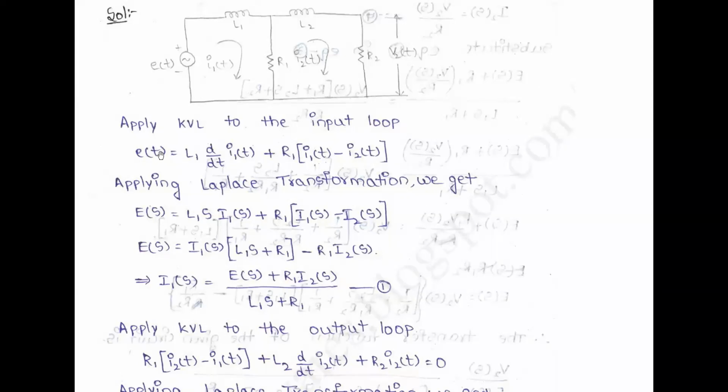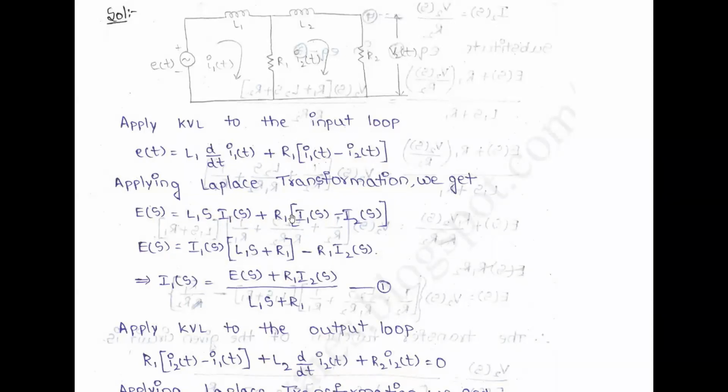E of t becomes, by Laplace transform, E of S. L1 is constant, the Laplace transform of d by dt is S. I1 of t is I1 of S, plus R1 into I1 of t is I1 of S, I2 of t is I2 of S. The t domain is converted to the S domain when we apply the Laplace transformation. So E of S is equal to L1 S I1 of S plus R1 into I1 of S minus I2 of S.